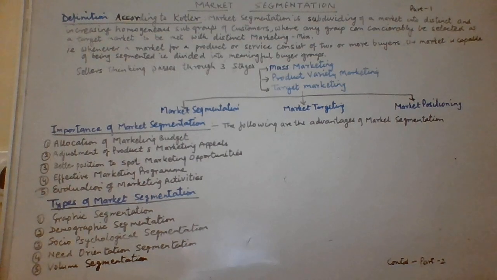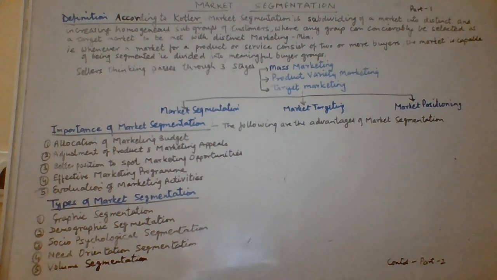According to Kotler, market segmentation is subdividing of a market, that is a total market, heterogeneous in nature. The market here means the number of people or the number of potential customers. They are heterogeneous in nature on the basis of their characteristics, on so many factors. So the segmentation is a deliberate dividing and subdividing of the total market into smaller groups, into distinct and increasingly homogeneous groups.